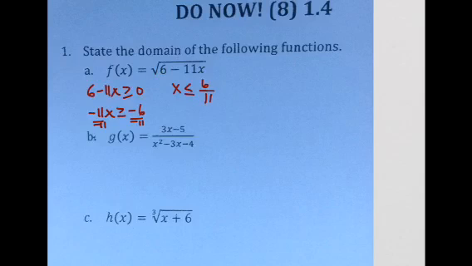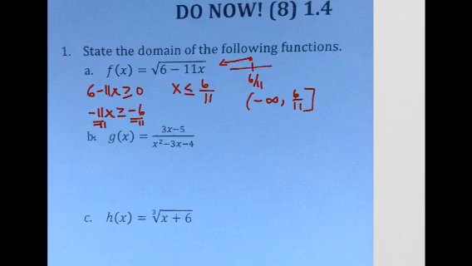So remember, on a number line, here's 6/11. Less than or equal to is this way. So when you write your interval notation, you always write from left to right: negative infinity to 6/11, bracket, and then parenthesis on this.